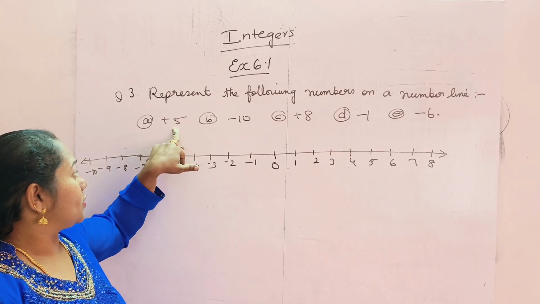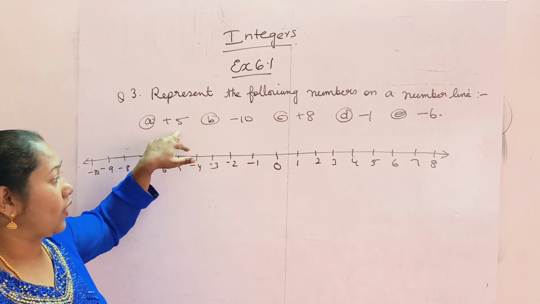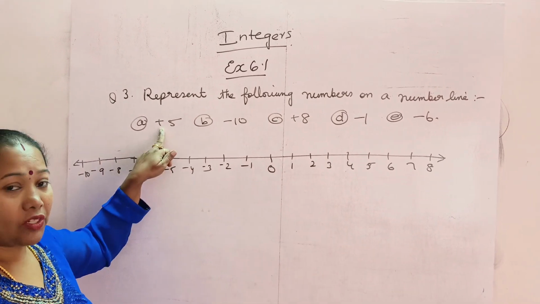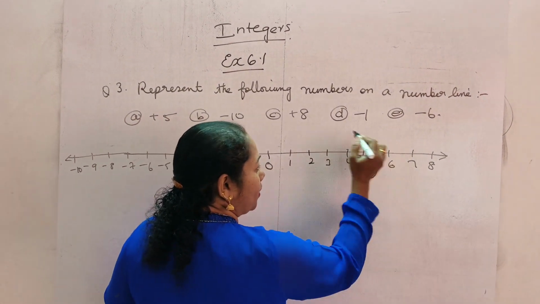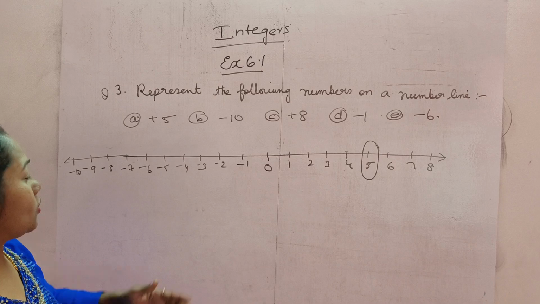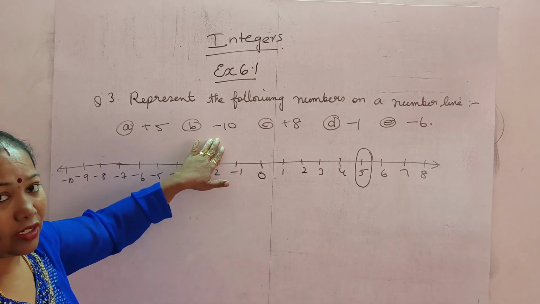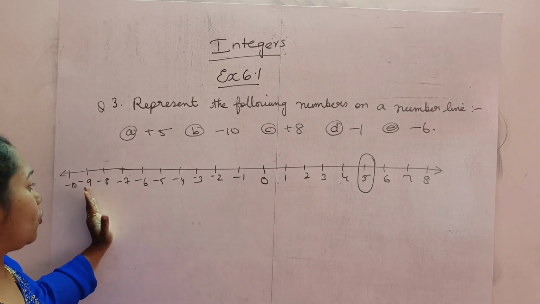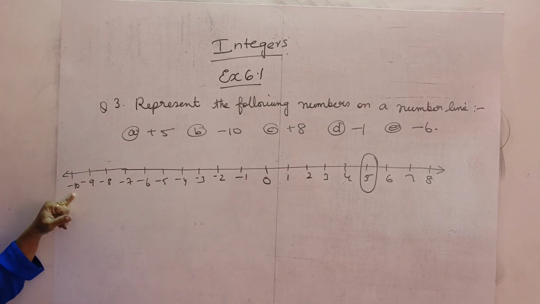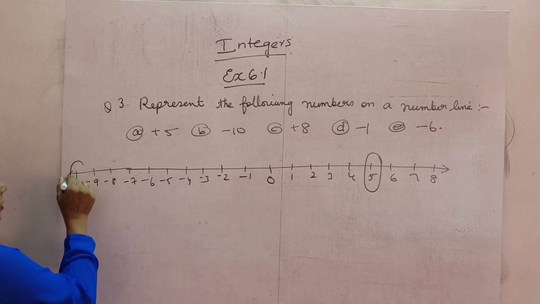So first we have to consider plus 5. We have to plot this 5. So plus 5 means positive number, so it will be on the right side of 0. That is, this one is plus 5. Okay. And next number is minus 10. Minus 10 will be to the left of 0. That is, we have to find where is minus 10. It is here. So minus 10 is this one.